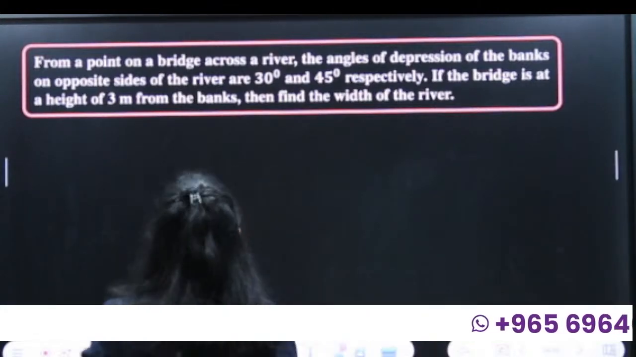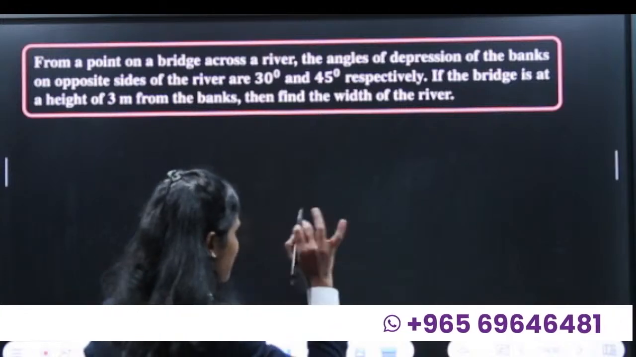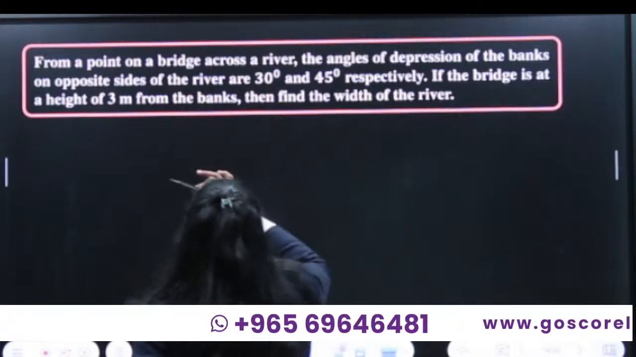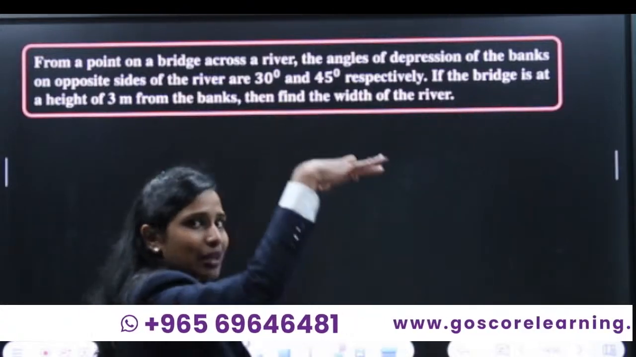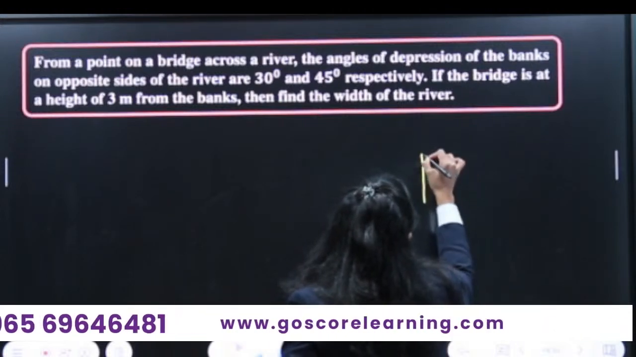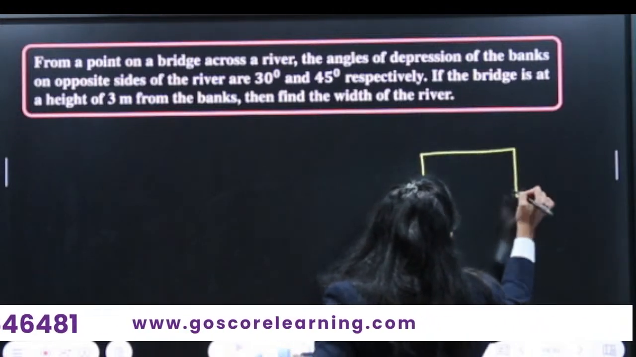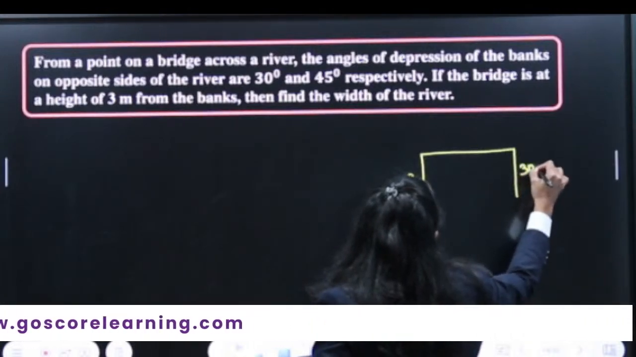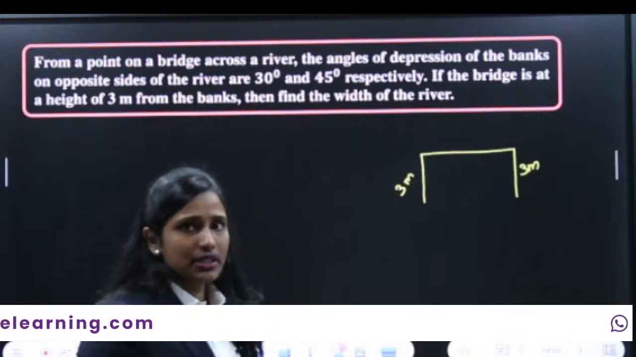Okay. So, from a point on a bridge. So, we have a bridge here. And the height of the bridge is 3 meter from the bank. I am going to consider this as the bridge. Okay. And it is 3 meter high. Okay. This is the bridge.